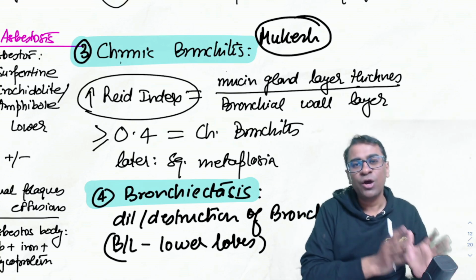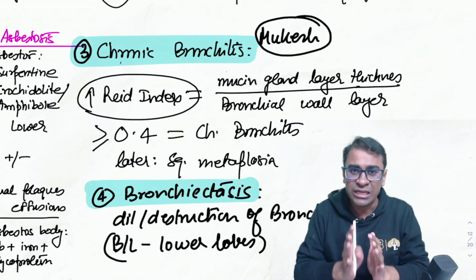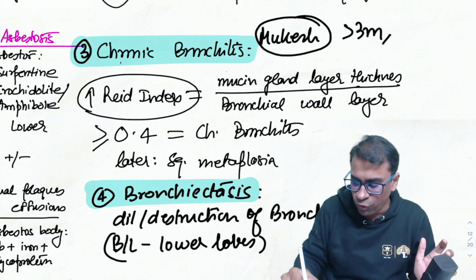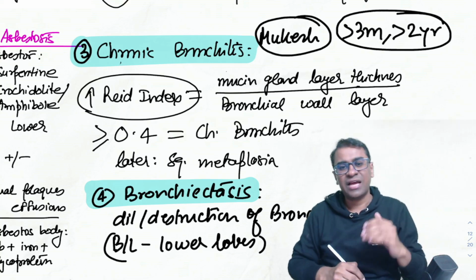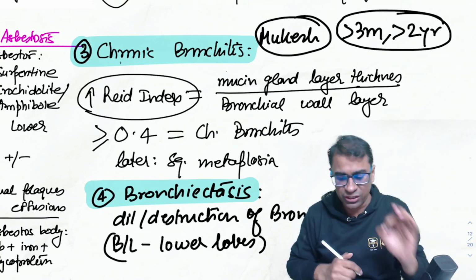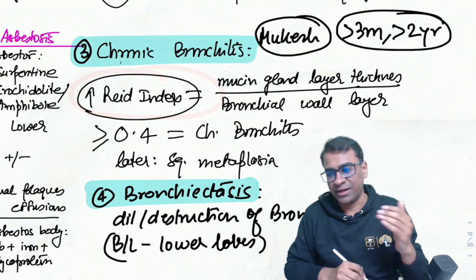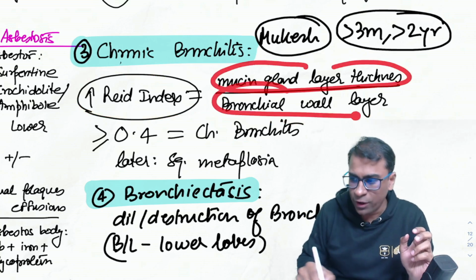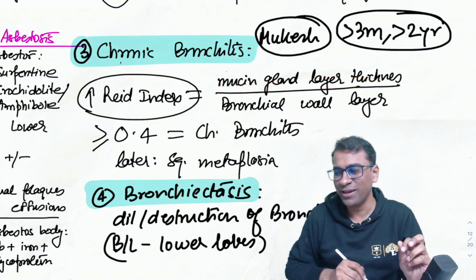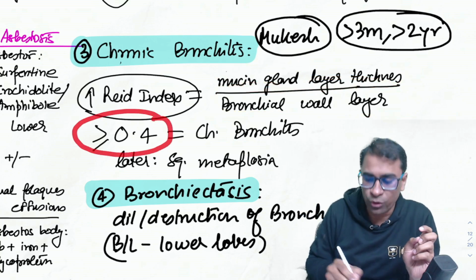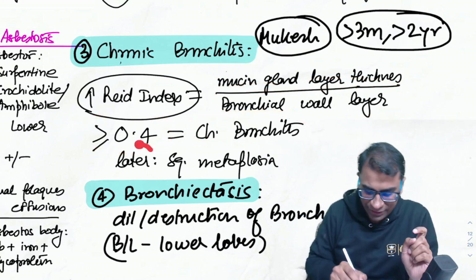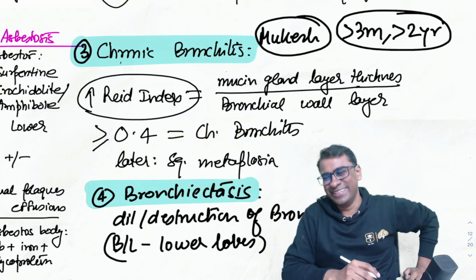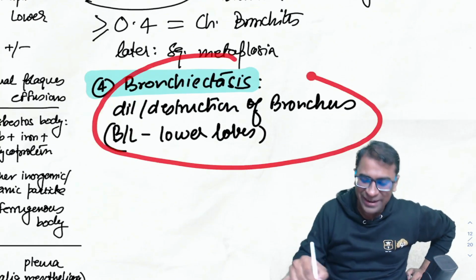He is a smoker who keeps on having a productive cough for 3 or more months in 2 consecutive years. Cough for more than 3 months for more than 2 consecutive years is the basic definition of chronic bronchitis. The Reid index is defined as mucin gland layer thickness by bronchial wall layer thickness, and more than 0.4 is highly suggestive of chronic bronchitis. Later on, they can show squamous metaplasia.